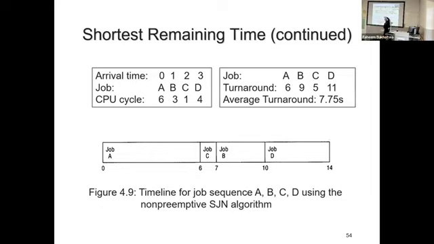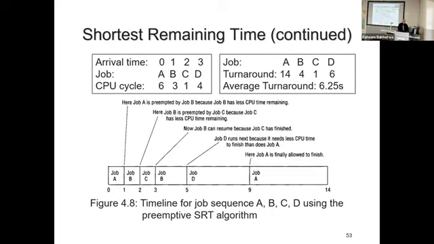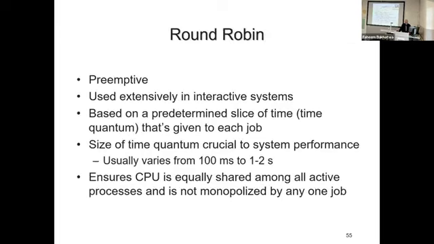C is the shortest, and then B, and then D. When we work out the average turnaround time in non-preemptive, we get 7.75 seconds. The previous one, when we did the preemption, gave us 6.25. So really, the ones that give the best performance possible are the shortest jobs with preemptiveness.